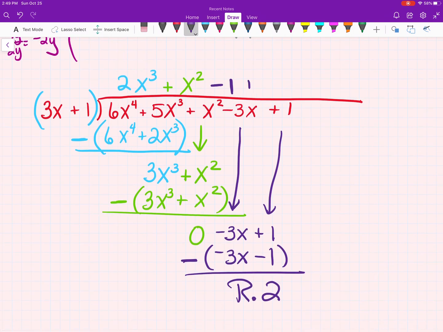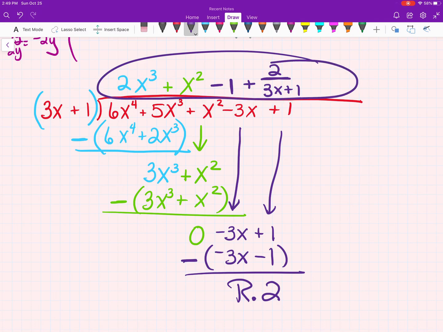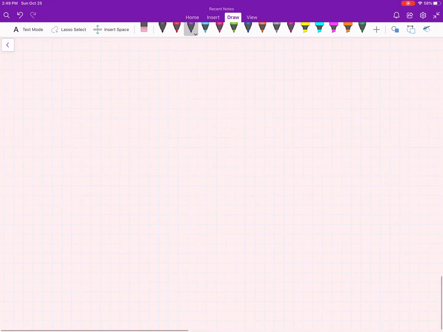So on the end up here, our remainder of 2 goes over the quantity we were dividing by, which was 3x plus 1. This entire mess is the answer when you divide. Let's do one more long division problem.